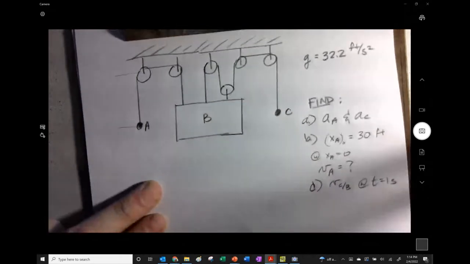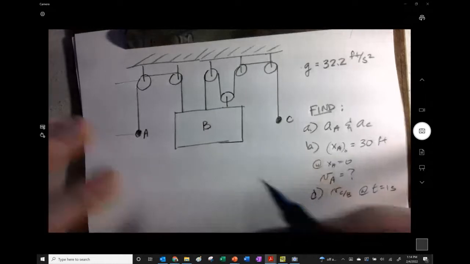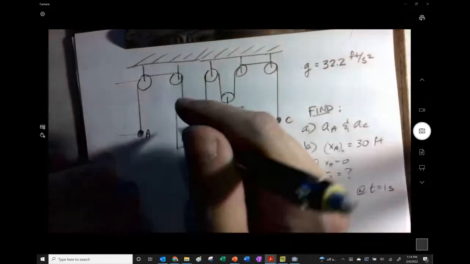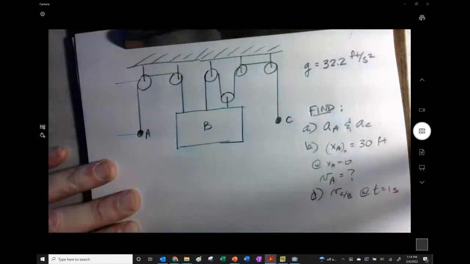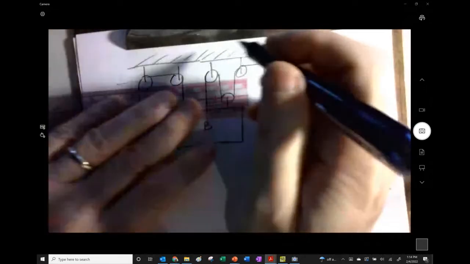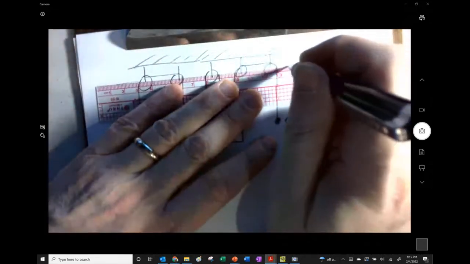Okay, so lots of things. The very first place to start: making this diagram right here, or you could write on top of the diagram that already exists, I make a datum, and I'm going to make the datum across the whole thing right there.